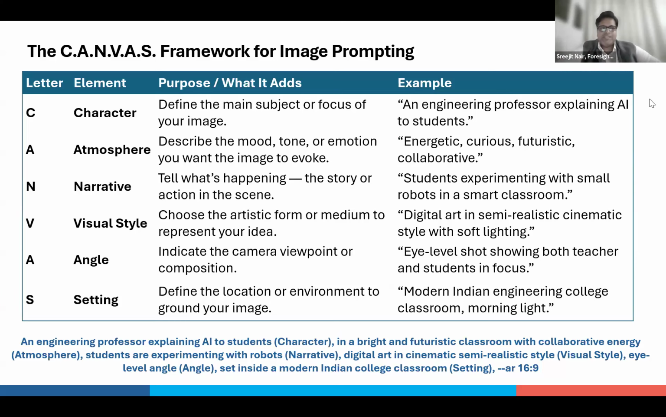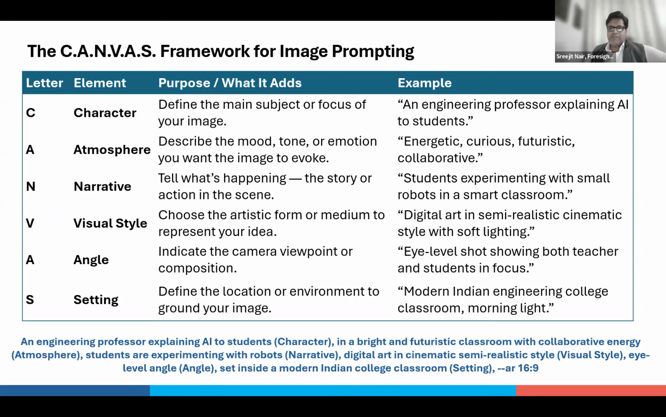Here I am using canvas, since it is something related to a visual cue. So I am using canvas as the framework to share how one kind of image prompt can be made. So you can start with C. C is the character. If you want to generate an image, define the main subject or what to focus on in your image. What we mentioned previously, create a portrait of Mona Lisa. Character is Mona Lisa. So from the millions of images available, it will search for a picture like that.